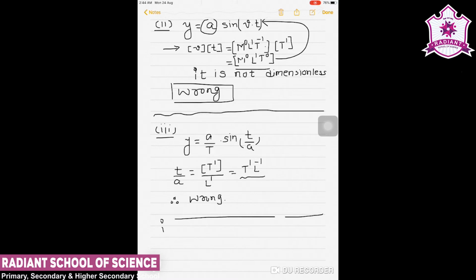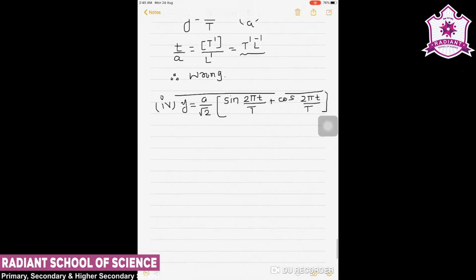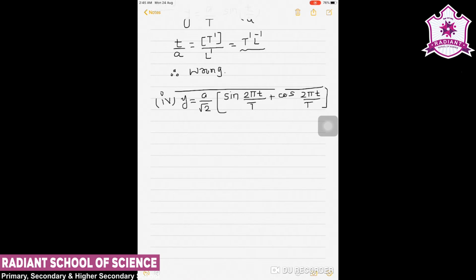Now we go with the condition 4 of the formula. It is given that y is equals to a upon root 2, then it is sine 2 pi t over capital T plus cos 2 pi t upon capital T. So now again we have to find out whether here the sinusoidal term has a dimension or not. If they are having any dimension, then we say that this equation is wrong.